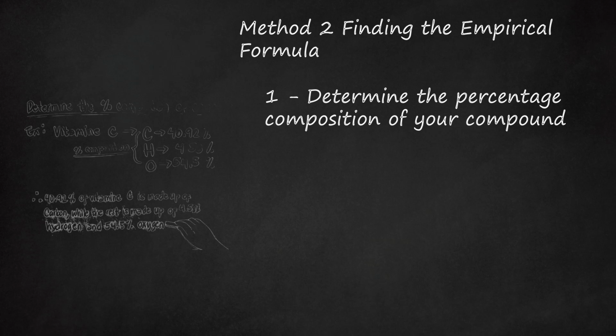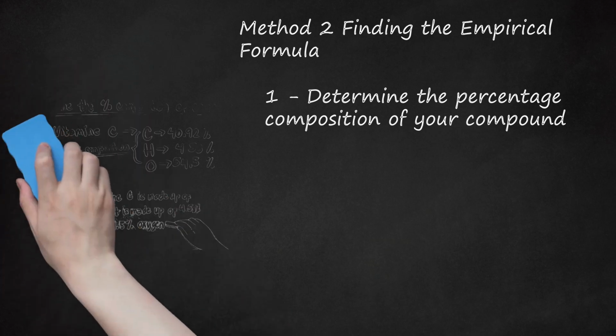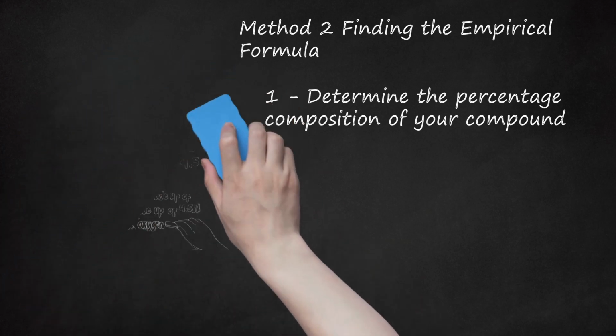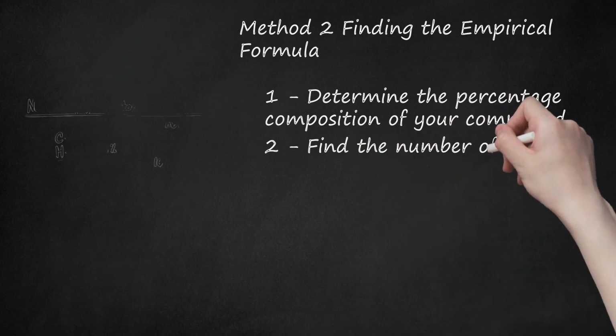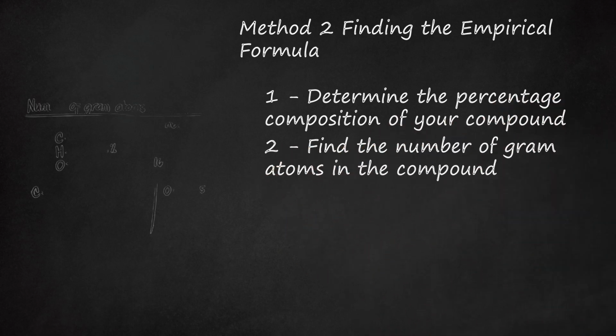For example, let's say that the assignment asks you to look at a sample of vitamin C. It lists 40.92% carbon, 4.58% hydrogen, 54.5% oxygen. This is the percent composition. 40.92% of the vitamin C is made up of carbon, while the rest is made up of 4.58% hydrogen and 54.5% oxygen.